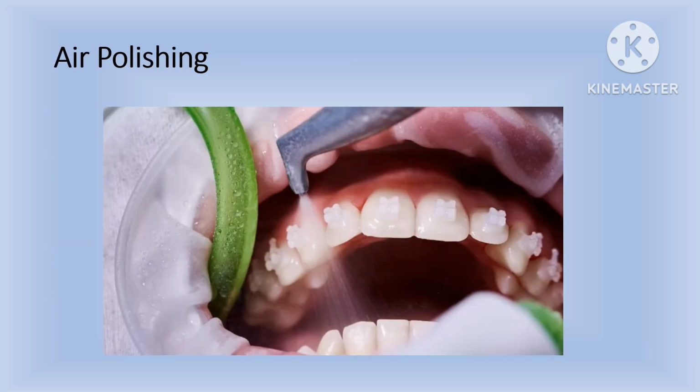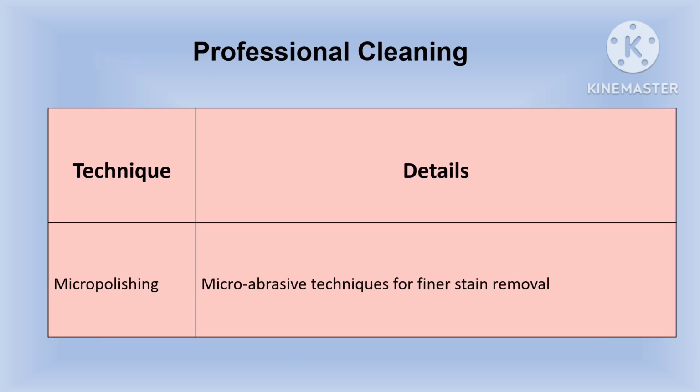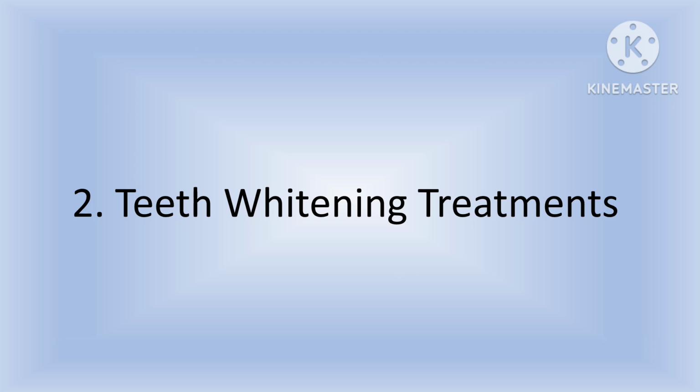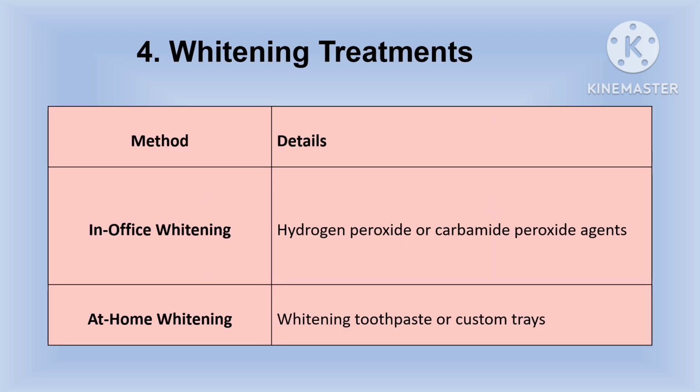Air polishing is an advanced technique which combines high pressure air, water and an abrasive powder, commonly sodium bicarbonate or glycine. It is particularly effective for removing stubborn stains from hard to reach areas, and it is gentle on enamel. A finer approach, micropolishing, utilizes microabrasive tools to target residual stains that scaling and air polishing may miss. It provides a smooth, polished surface, enhancing aesthetics and thus reducing plaque accumulation also. When professional cleaning alone is not enough to address the extrinsic stains, whitening treatments can provide additional support.